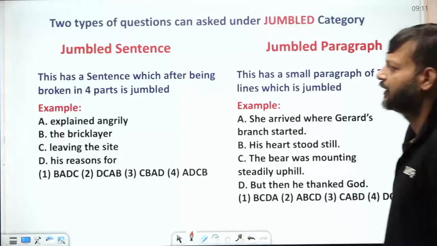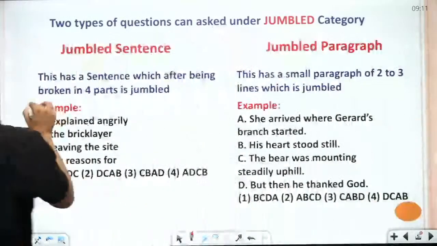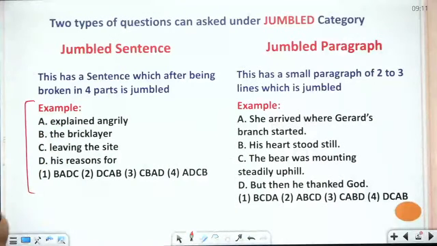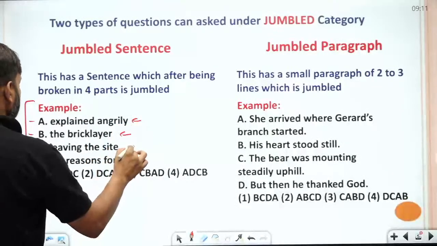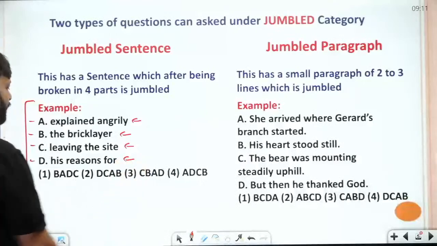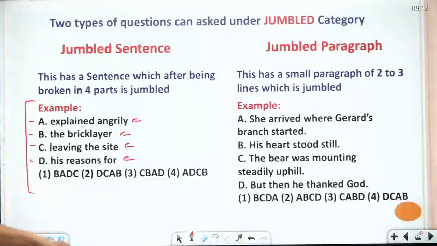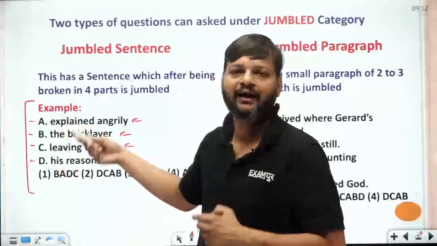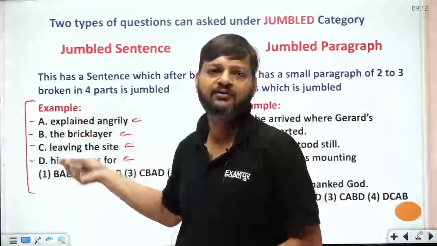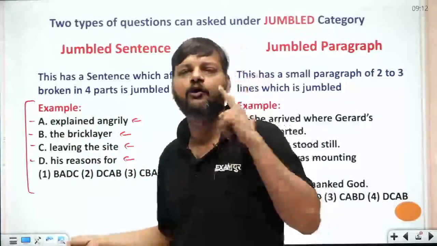Now, here is an example. In the example you can see there are 4 parts: A, B, C and D. This is not a paragraph. This is a sentence: "Explained angrily, the bricklayer leaving the site, his reason for." This is just a sentence which has been broken into 4 parts and then jumbled. Now we have to arrange this sentence in a meaningful order.